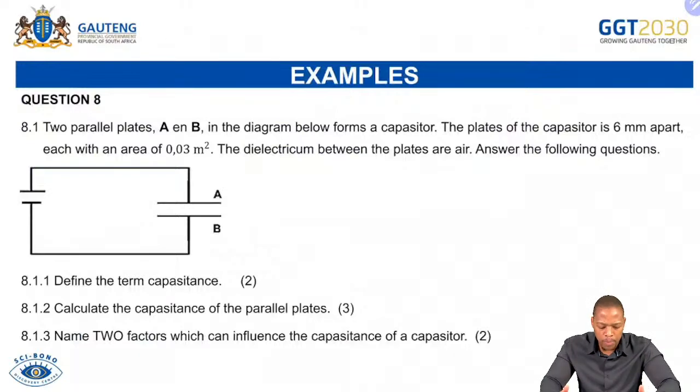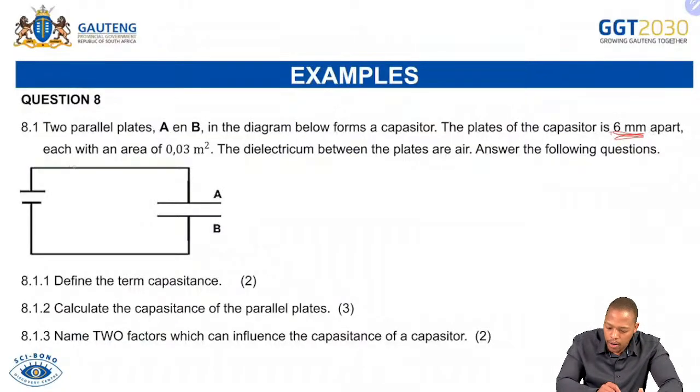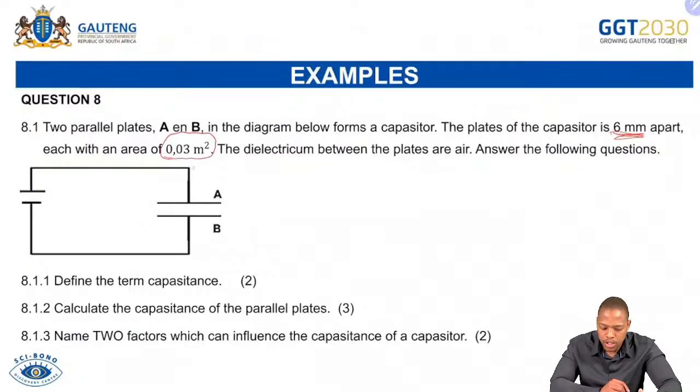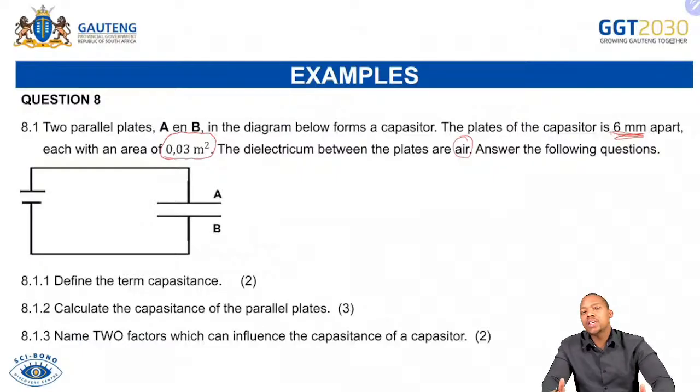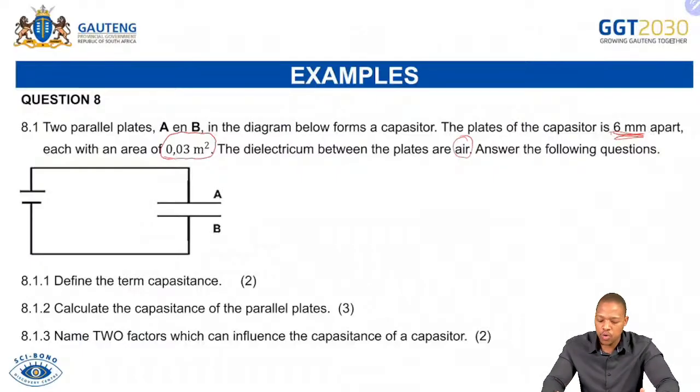Question 8 says two parallel plates A and B in the diagram below form a capacitor. The plates of the capacitor are 6 millimeters apart. You start noting there, 6 millimeters apart, each with an area of 0.03 square meters. Luckily for this one, it's in square meters, no need for me to convert. The dielectric material between the plates is air. Then answer the following questions. As you can see here, most of the time the dielectric material that is going to be used is air.